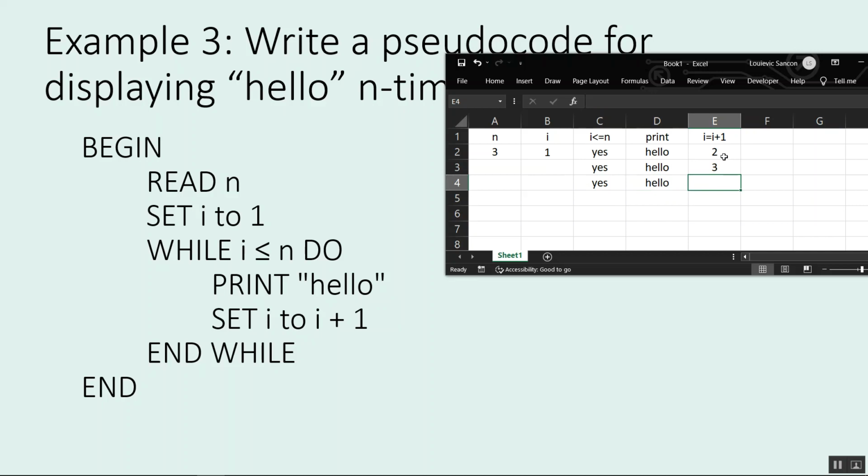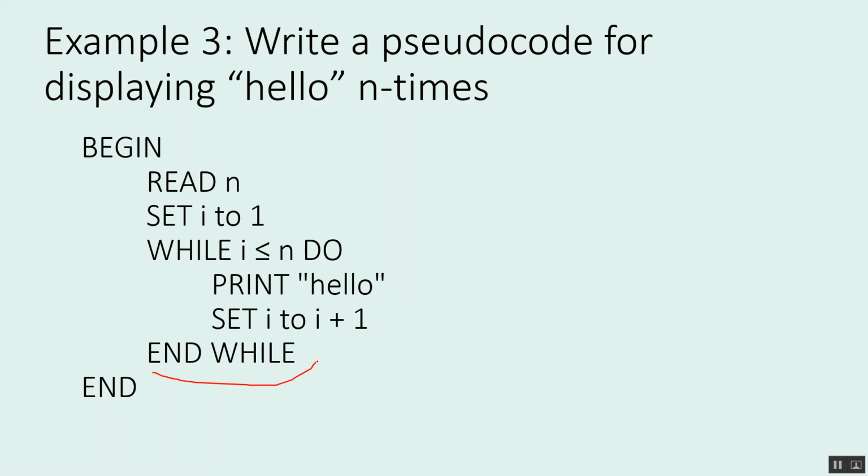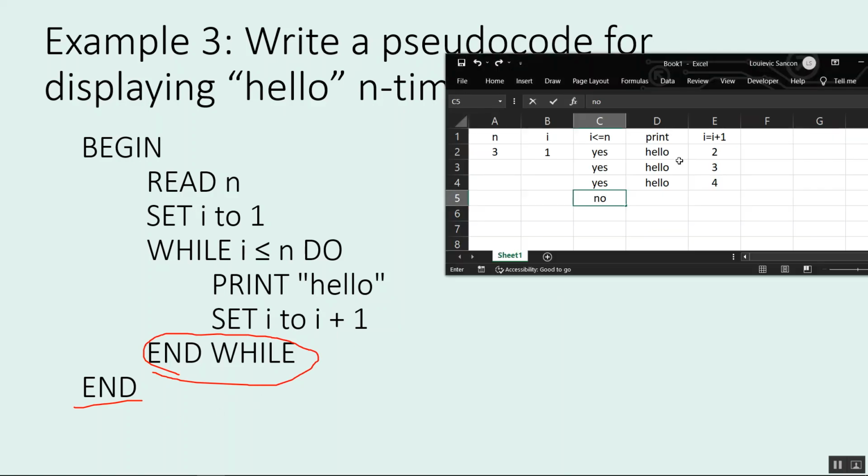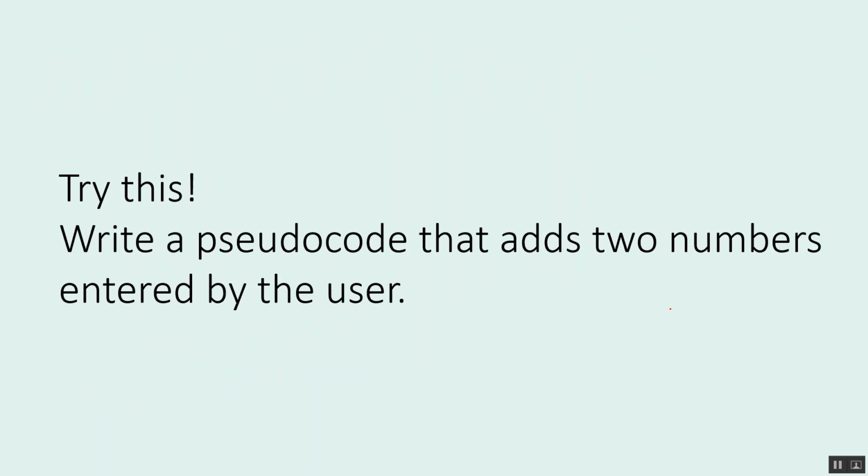And then I plus 1. So I is 3 plus 1. So this is 4. Now going back to our condition, is 4 less than or equal to n? No, it's greater than. So that's why we're not going to print hello. And that's when we end the while loop. Okay? And then end. So this is how you create a table for this. You just need to put all of this instruction as a column and then trace the value going down until it ends. Okay? Okay, so try this. Write a pseudocode that adds two numbers entered by the user.